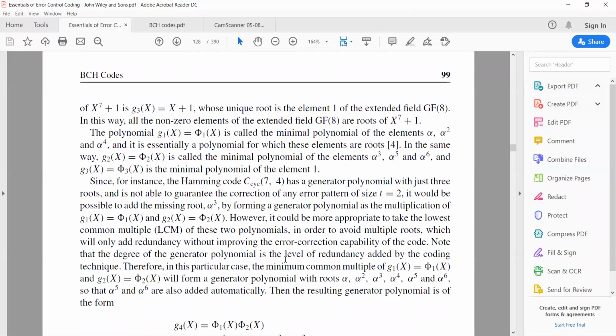So the minimum common multiple, when we are doing ultimately the LCM between g1(x) and g2(x), we will have alpha, alpha square, alpha cube, alpha 4, alpha 5, alpha 6, all the roots in one set, so that alpha 5, alpha 6 are also added automatically. So for correcting two errors in the received code bits, we needed only one extra root to form the fourth equation, right? But by doing LCM between g1(x) and g2(x), now we will have all the possible roots.